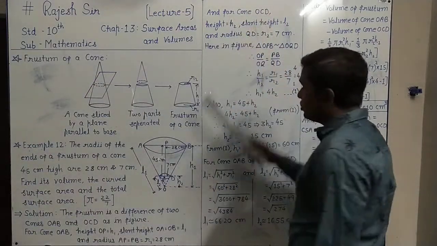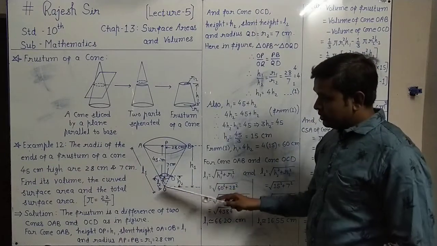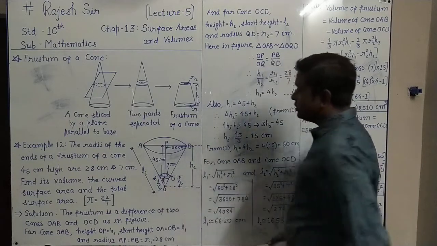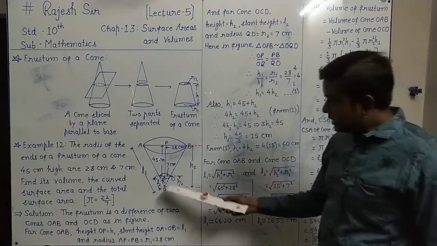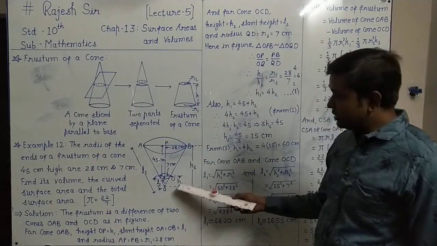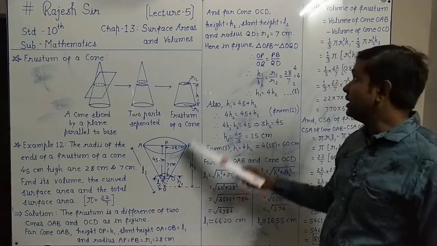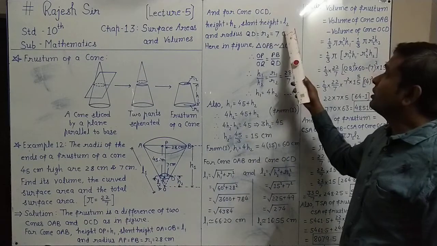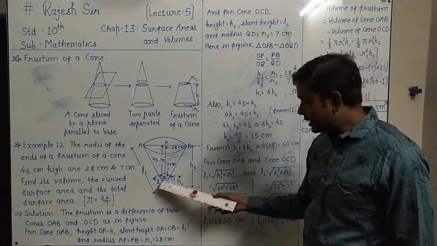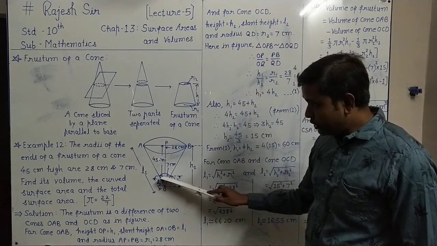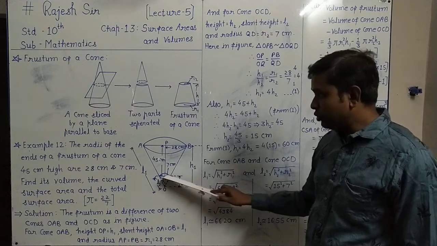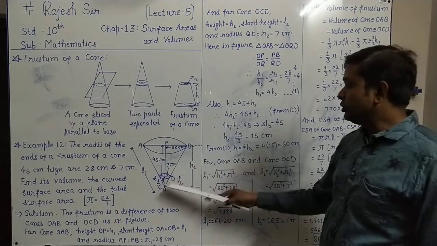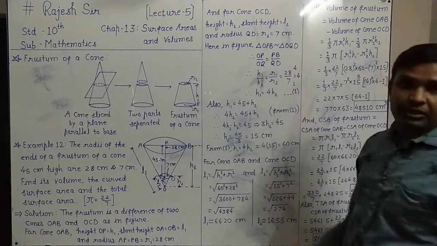Similarly for the cone OCD, the smaller one, the cut part, the smaller cone we have. For that, the height is H2 we have considered, and its slant height is L2, and the radius of this part, this is the midpoint Q to D and Q to C, both are the radius, and the radius of the smaller cone is R2, we denote R2 equals 7 cm this way.